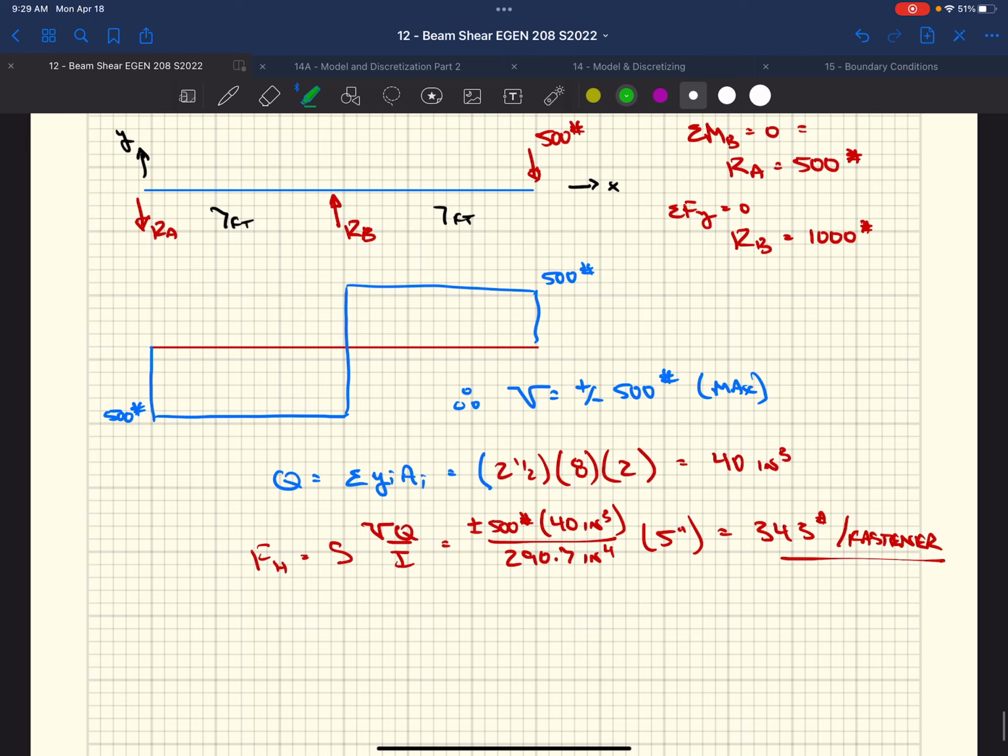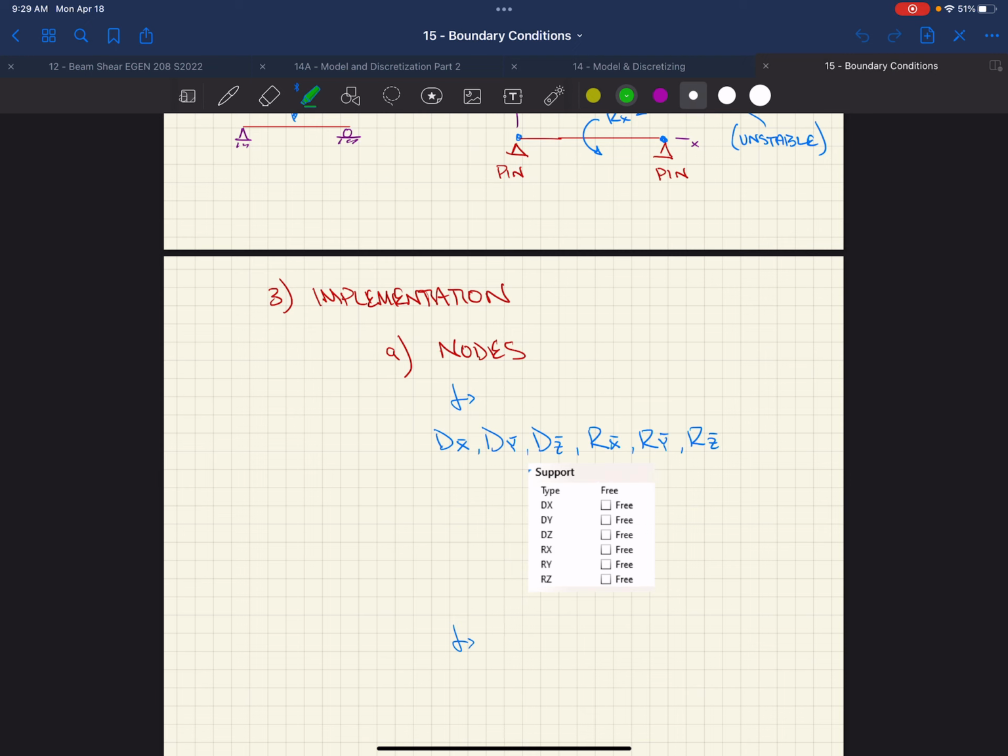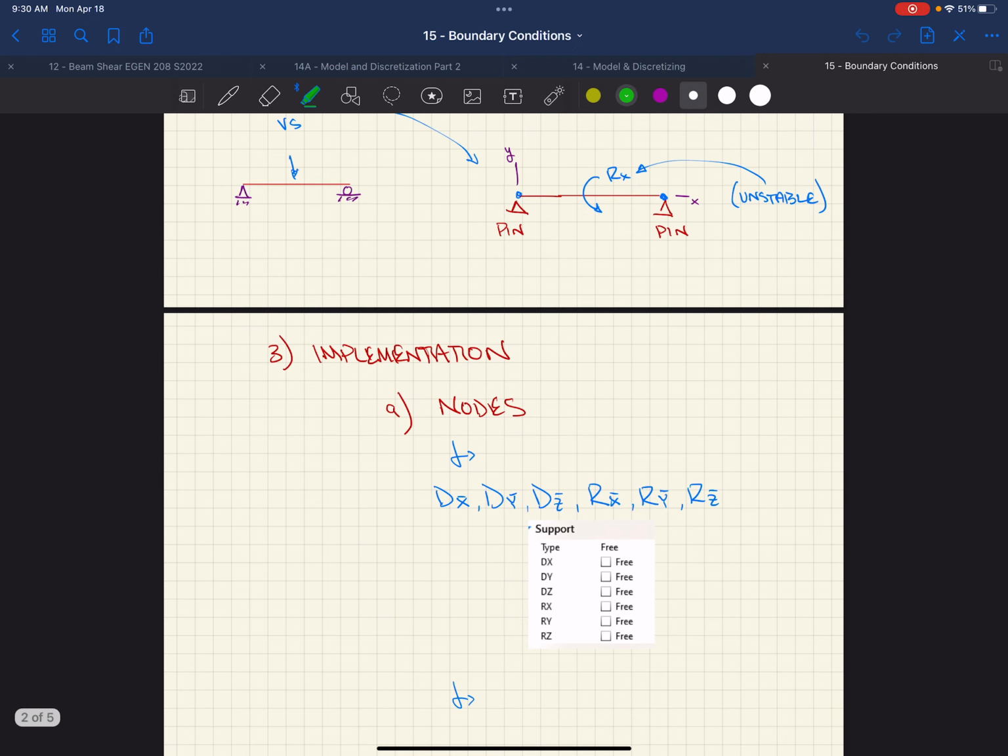Yes, sir. So in Damon's class, we accounted for accidental eccentricities with a total offset in your nodes in the model, like offsetting them. I'm not saying that's the right way to do it. Don't worry about accidental eccentricity. Okay.